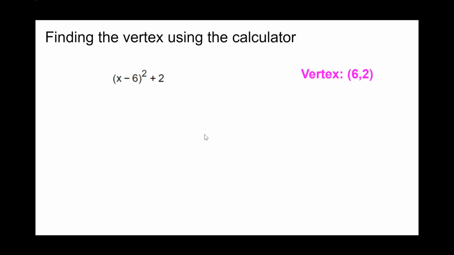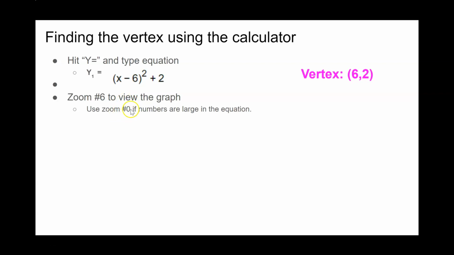If we wanted to use the calculator to find the vertex, these are the steps we're going to do. We're just going to place this equation into y equals. We're going to hit zoom 6 to see what the graph looks like. Again, use zoom 0 if the numbers in the equation are huge, because you want your graph to fit what it should look like.